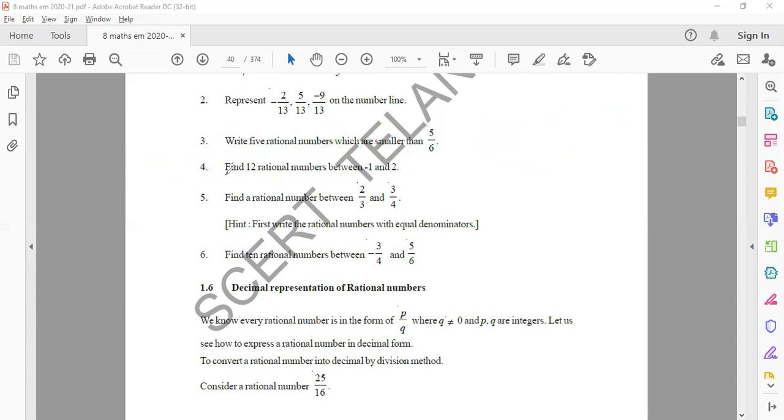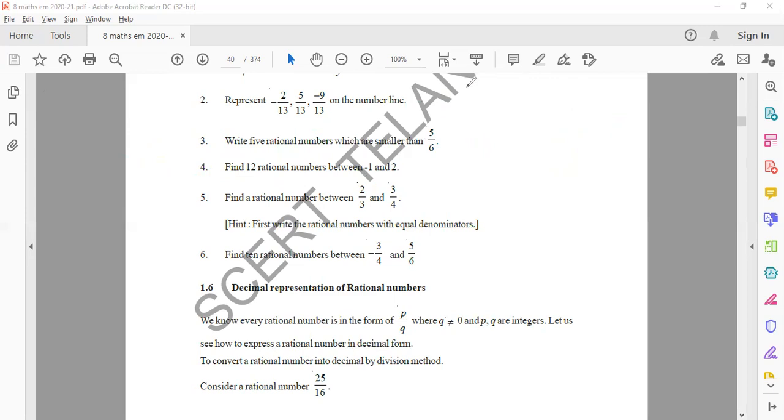The fourth one is: find 12 rational numbers between minus 1 and 2. First of all, take the numbers minus 1 and 2, that is minus 1 by 1 and 2 by 1. So what is the possibility? Minus 1, after that 0, 1: 0 by 1, 1 by 1. Only two numbers are possible. But they want 12 numbers, so what do I have to do? I'll apply one methodology.